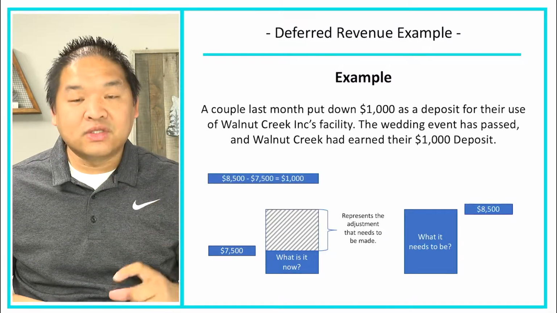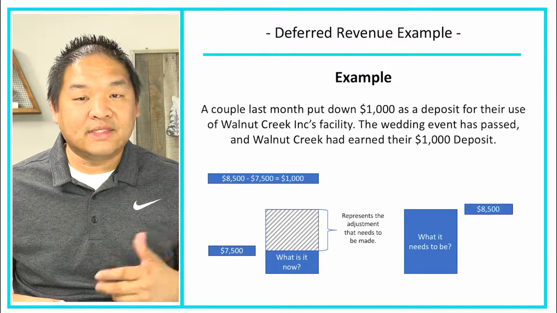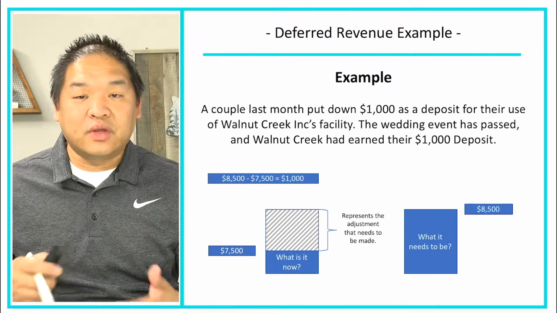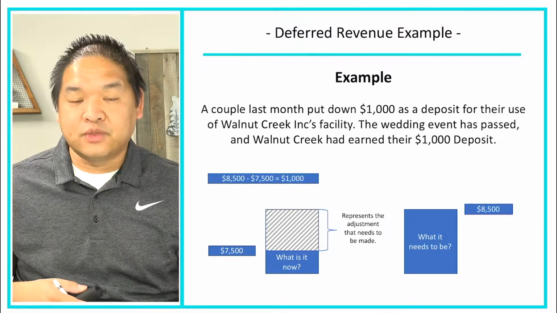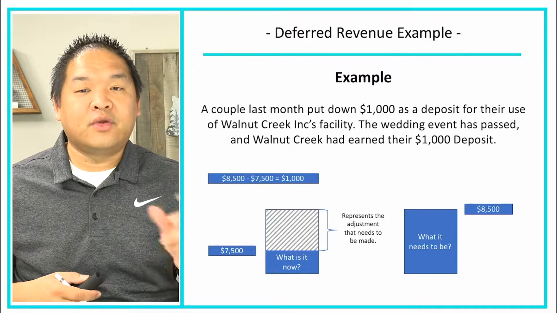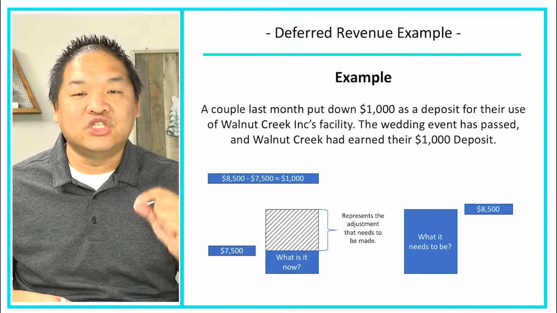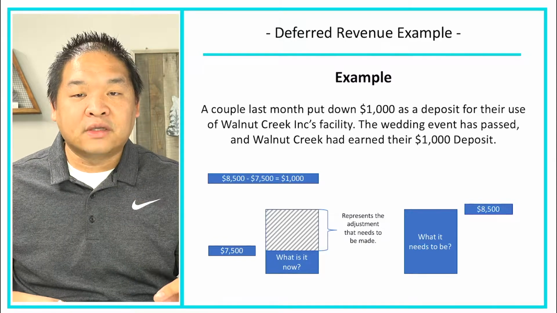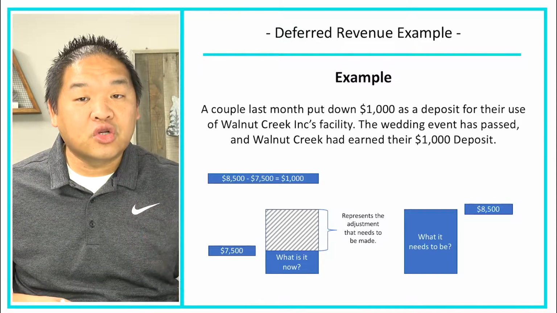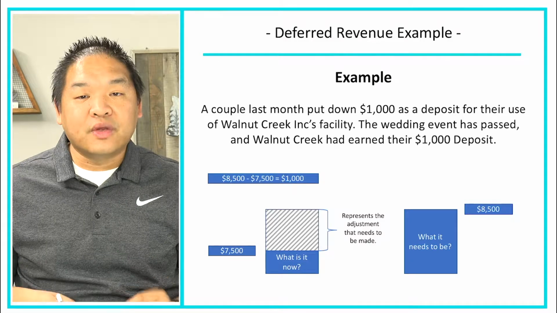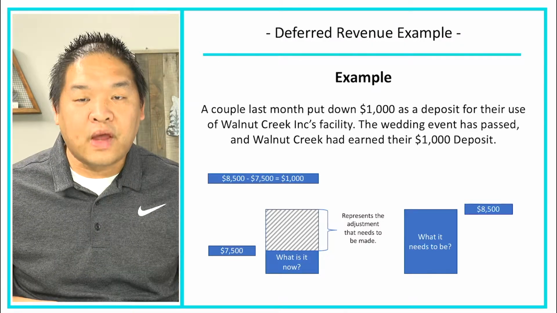So that $1,000 represents the amount that has now been earned that was previously not booked as revenue. So 8,500 minus 7,500 gives us $1,000. So we need to make an adjusting journal entry for $1,000. Why? Because we've now earned that $1,000, which was previously in deferred revenues.